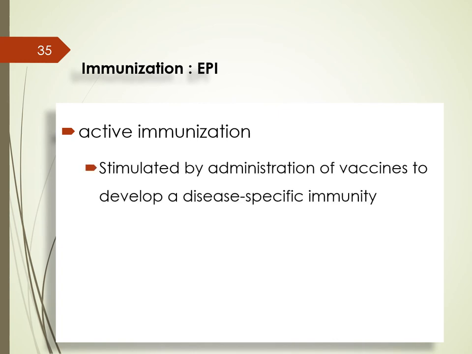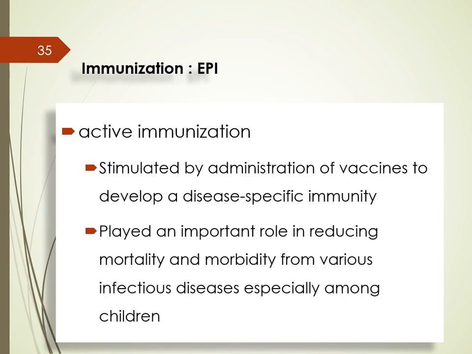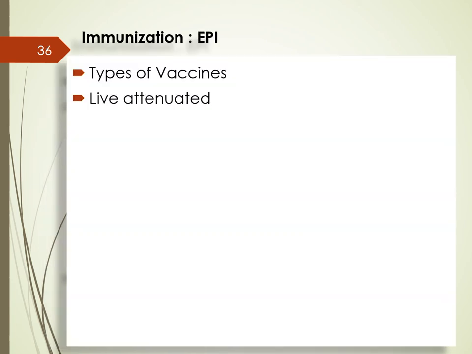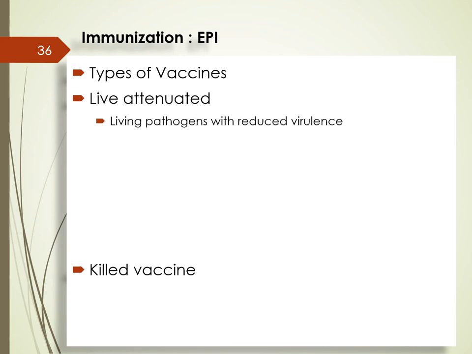Active immunization is done by administration of vaccine to develop a disease-specific immunity. And active immunization has played an important role in reducing mortality and morbidity from virus infections, especially among the young. So now let's talk about vaccines. We have different types of vaccine. We have your live attenuated, and you have your killed vaccine. Live attenuated vaccines are living pathogens with reduced virulence. So they are live, but their capacity to produce disease has been decreased.